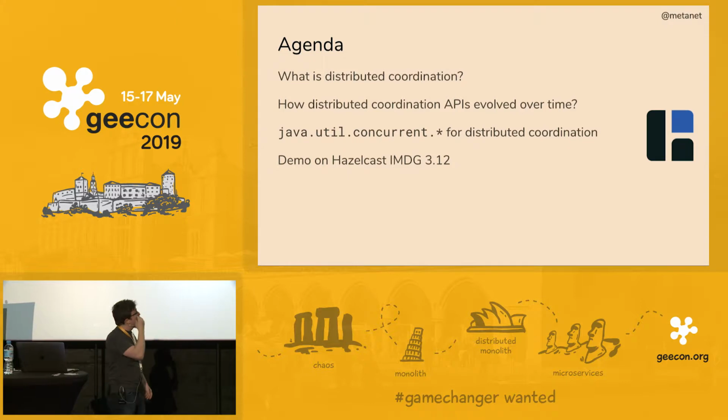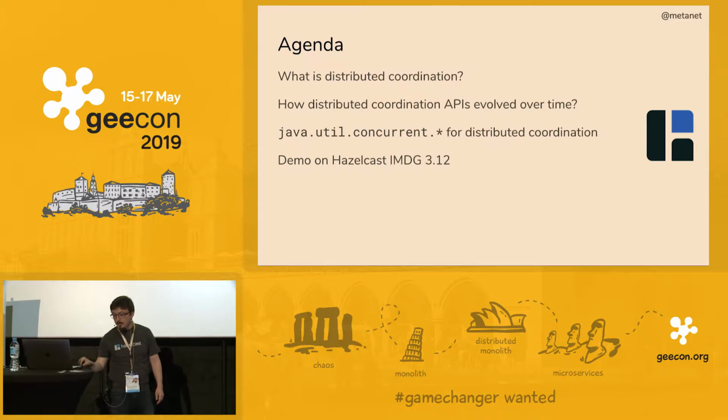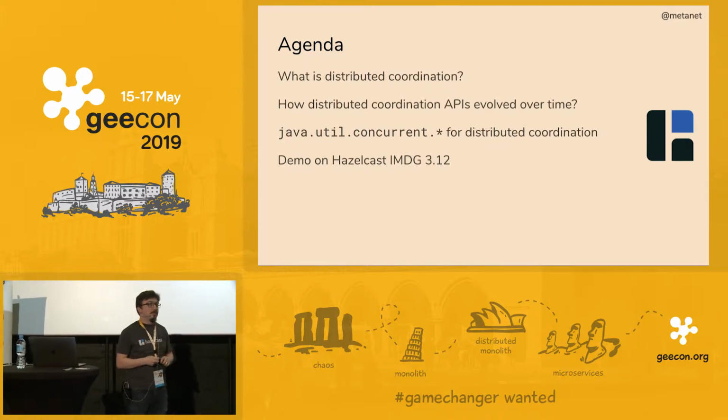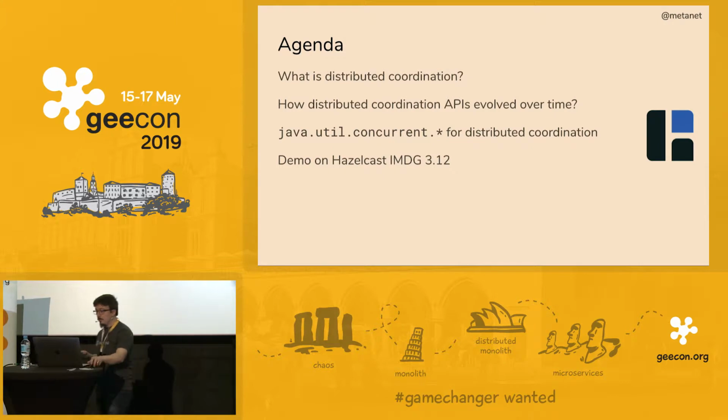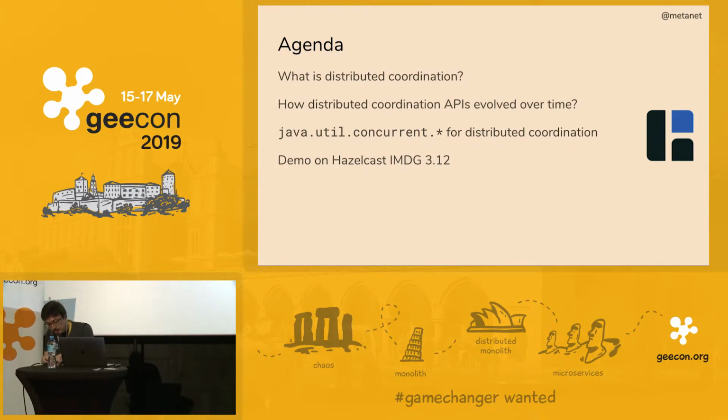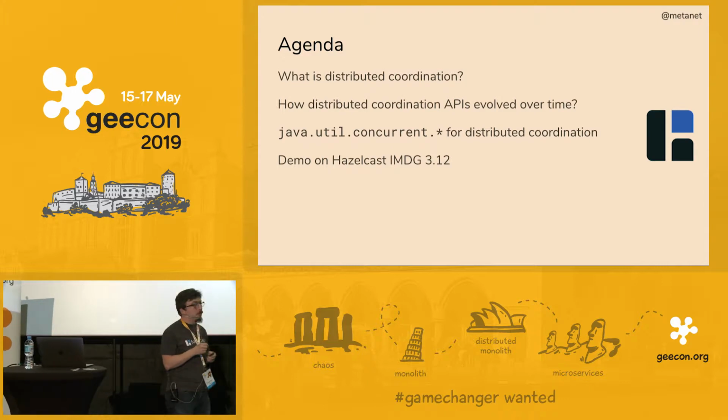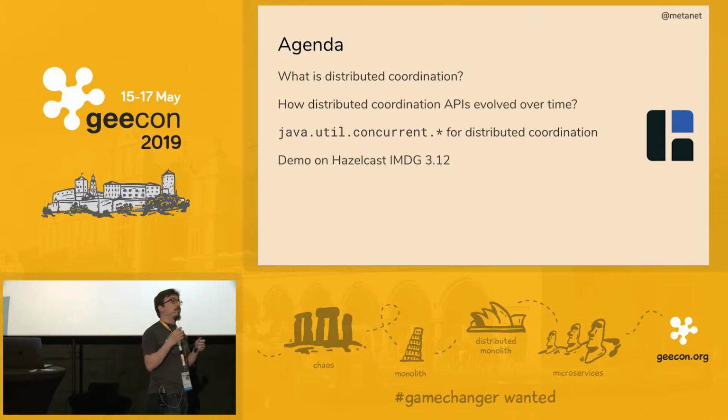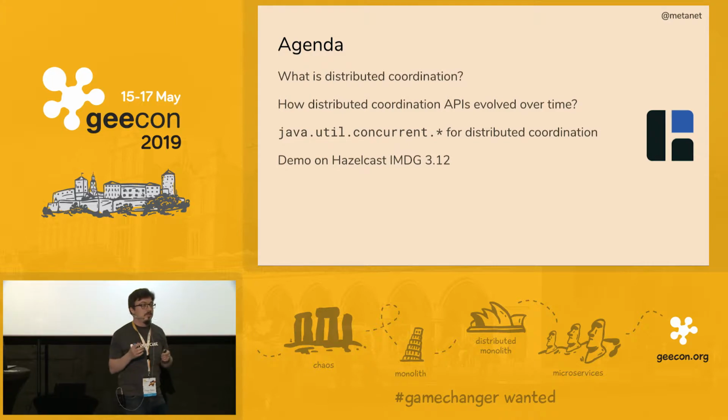Here is our agenda for today. We will start with a bit of talking about distributed coordination, what it is, why it is challenging, etc. Then we will walk through a couple of distributed coordination systems to see how they build their APIs for coordination tasks and how those APIs evolved over time. Then I will discuss why it makes sense to use JDK's concurrency APIs for distributed coordination. Then we will go into our solution.